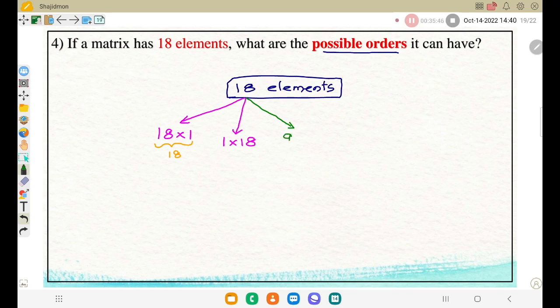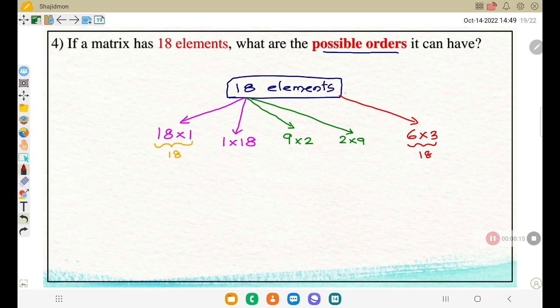2 multiplied by 9, and 9 multiplied by 2, is 18. So 2 by 9 is also possible. Correct? What are the other possibilities? For example, 6 by 3. 6 by 3 is also 18 and 3 by 6 is also 18. So we have these possibilities: 1, 2, 3, 4, 5, 6 possibilities are there. In all cases we get 18 elements. So these are the possible orders.